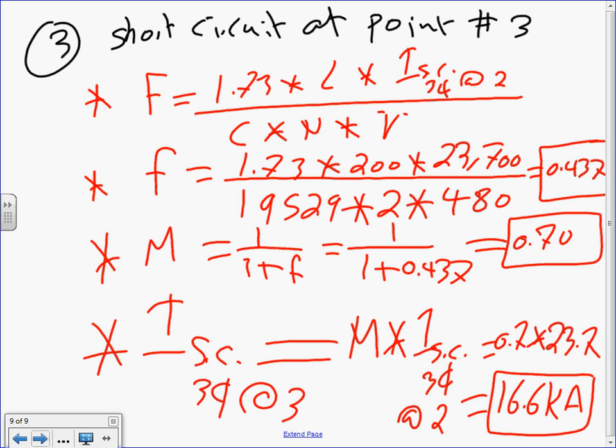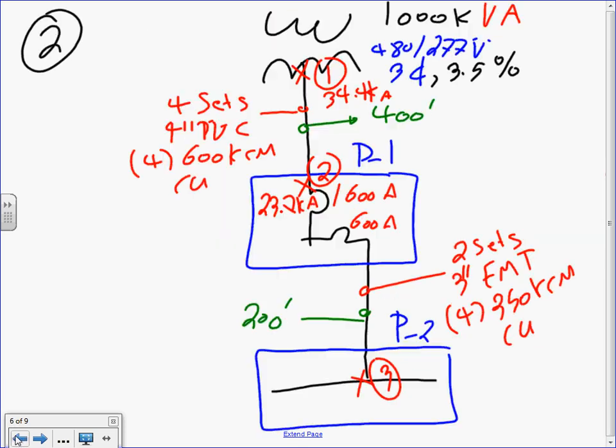Any comments, any questions? So let's go back and size. So that'll give you 16.6 kiloamps. Any comments, any questions? Okay, now I'm going to go back to 16.6, right?